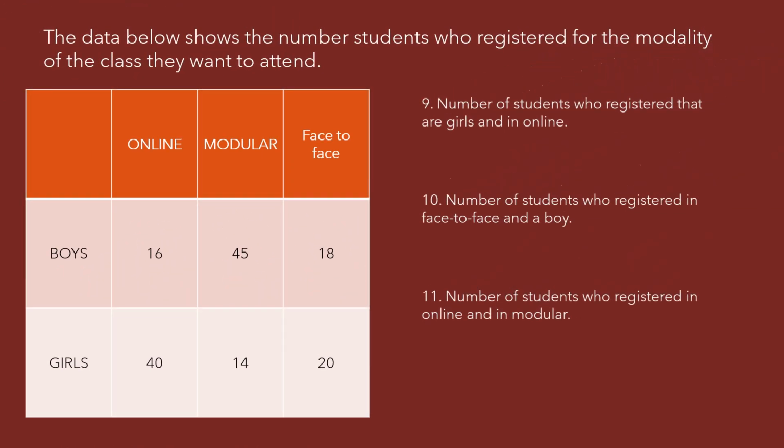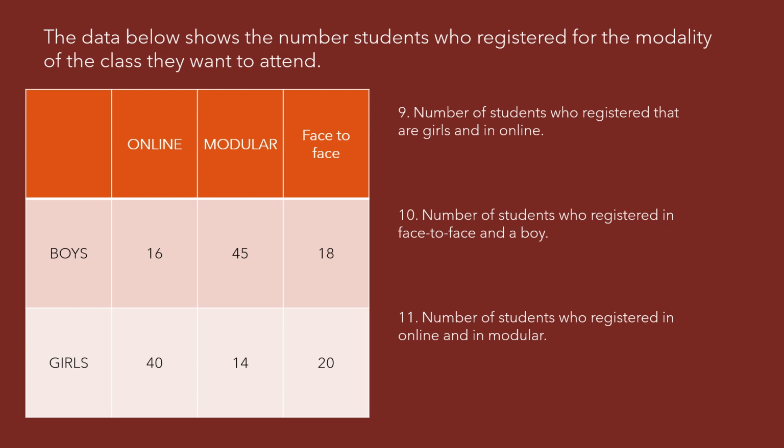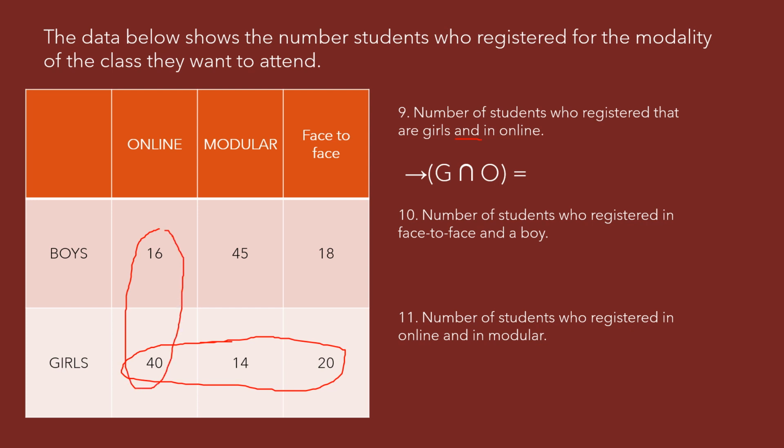So for number 9, number of students who registered that are girls and in online. So N means intersection. So we do have G intersecting O. G is for the girls, so this is for the girls. And O is for the online, so these are for the onlines. But since we are dealing now with intersection, we are not going to add up all of these numbers. In the intersection, what we simply need are the shared area or shared element. And upon looking, the shared element or area is only this region. So we only have number 40. Therefore, the answer for this one is 40.